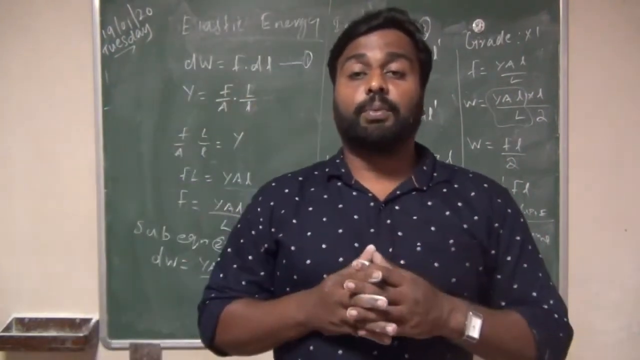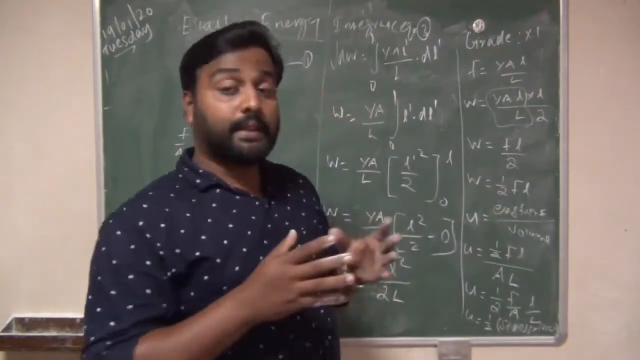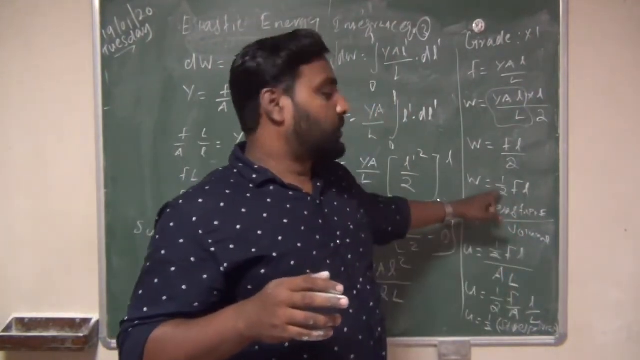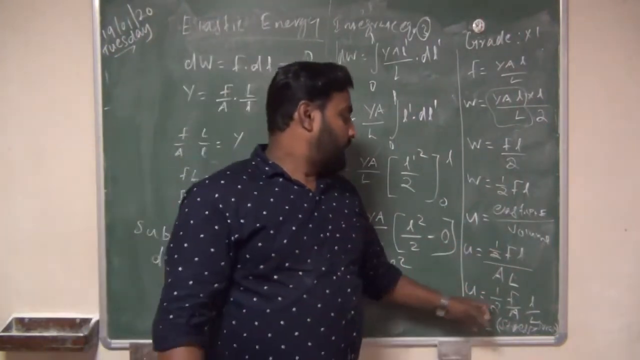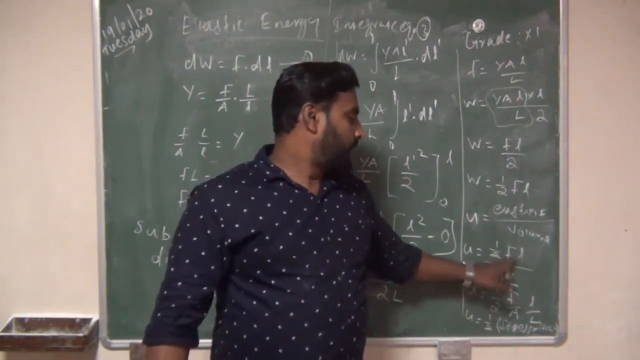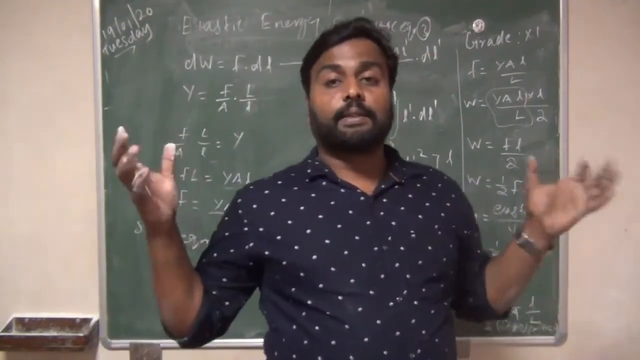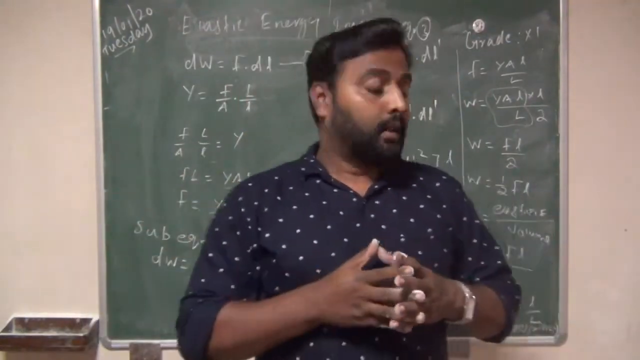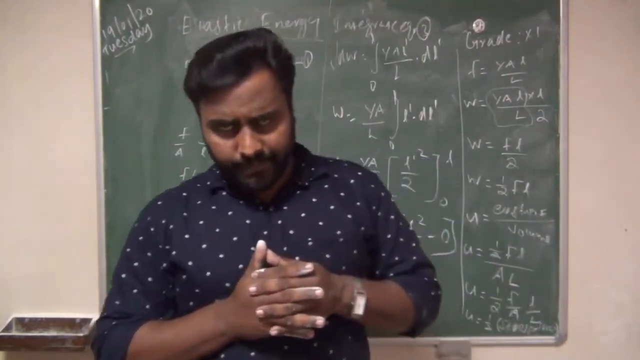Now we have to find out the energy per unit volume, that is the energy density, how much elastic energy is stored. So U is equal to elastic energy divided by volume. So this half F l divided by volume, which is area into length, A l. Just rearranging, we write 1 by 2, F by A, and small l by capital L. And what is this F by A? It is called stress, and small l by capital L is strain. So we can write U is equal to 1 by 2 stress into strain.